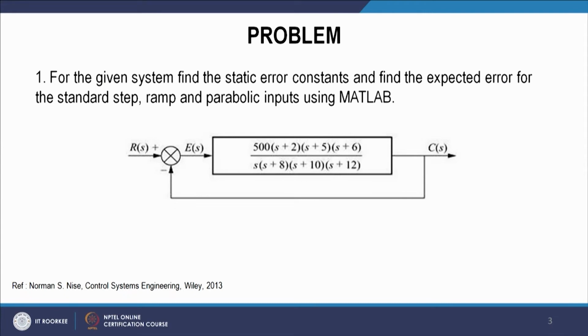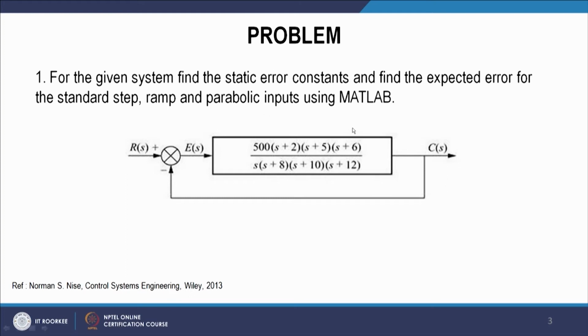Now we come to another problem, that is the steady state error and the static error constants. So we have this unity feedback system, and for the given system we have to find the static error constants, and we have to find the steady state error for the standard inputs, that is step, ramp and parabolic input.